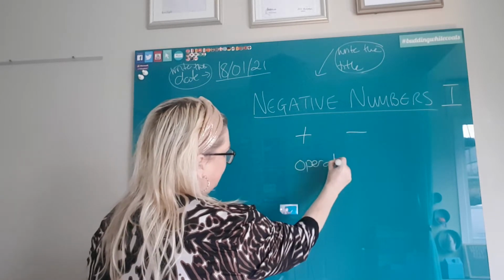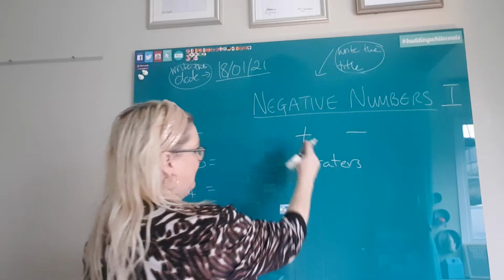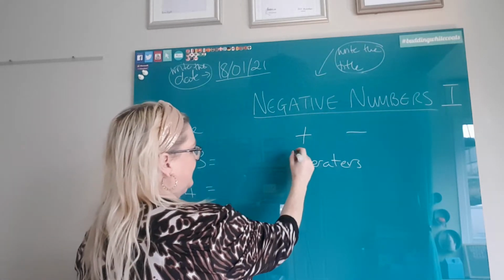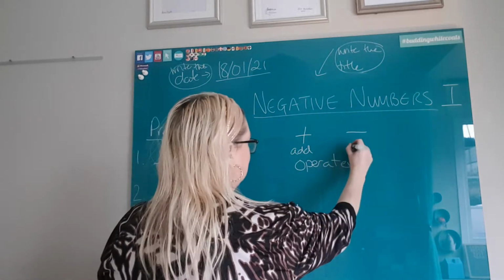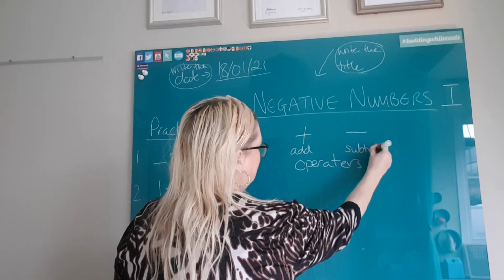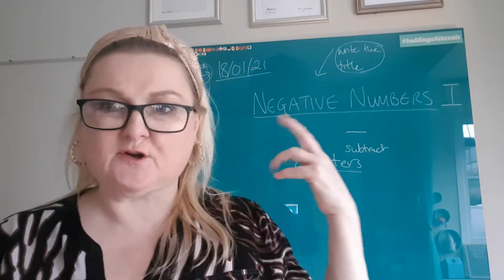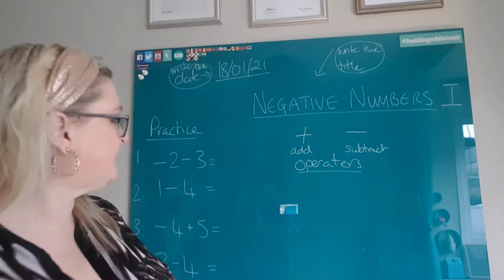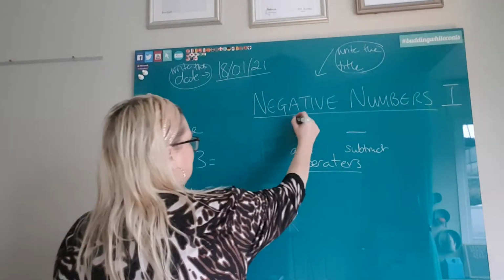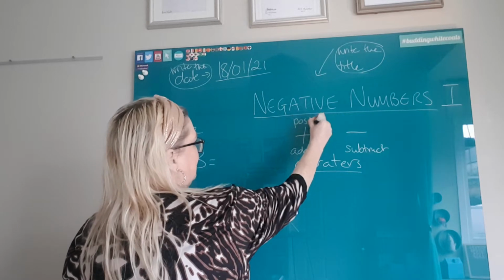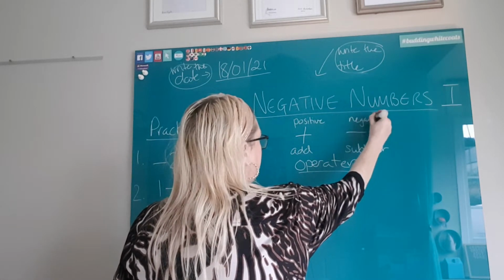So, operators, okay? We use this as an add sign, and we also use this to subtract, okay? And we call these operators. It's like addition, subtraction, multiplication, division, okay? But also now, we use this as, we call this a positive, when we use it as a positive number, and this as a negative, okay?